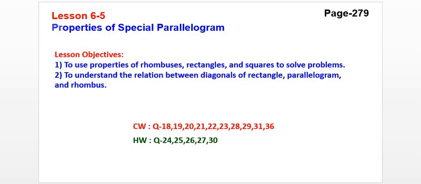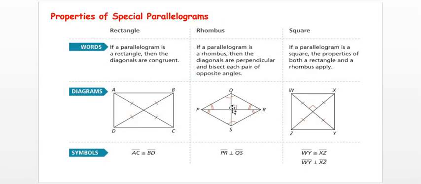So our main objective is to use the properties of rhombuses, rectangles and squares to solve problems. And secondly, we will try to understand the relation between the diagonals of a rectangle, parallelogram and rhombus. So here are the main three shapes that we are going to discuss.